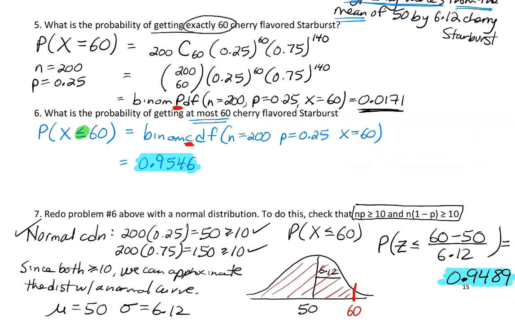But the important part is for you to understand that to be able to approximate a binomial distribution with a normal distribution, this normal condition or large counts condition has to be met. If that condition isn't met, then gradually your normal approximation will be farther and farther away from the exact answer, which is what binom CDF gives you.